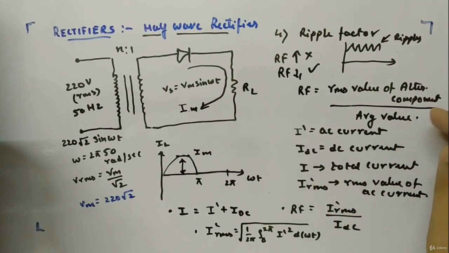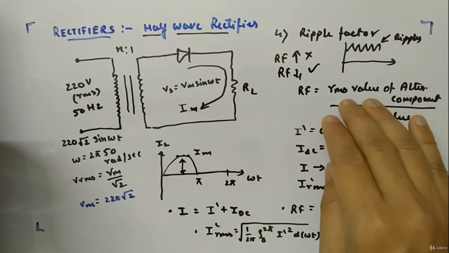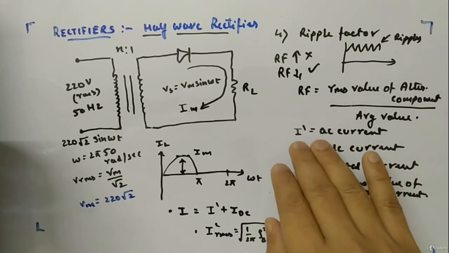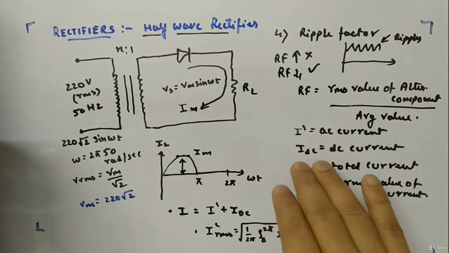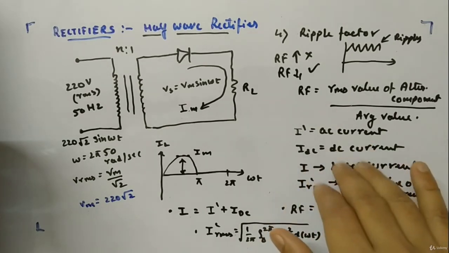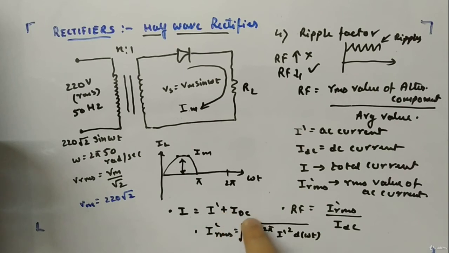Okay, alternating current's RMS value divided by average value. So let's say I dash is AC current, IDC is DC current, and I is total current. They are related as I is equal to I dash plus IDC. AC component plus DC component is total current.